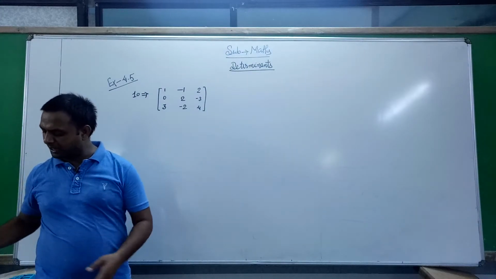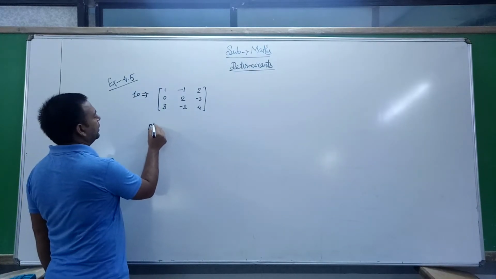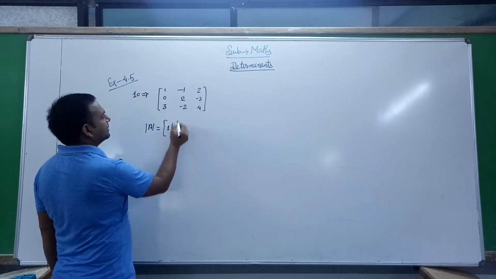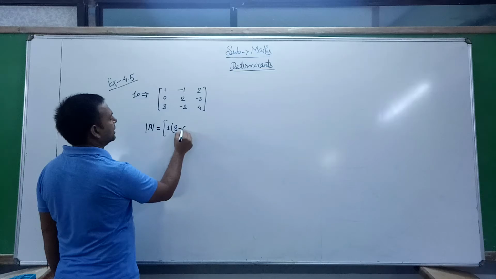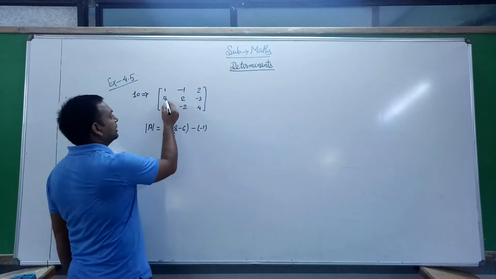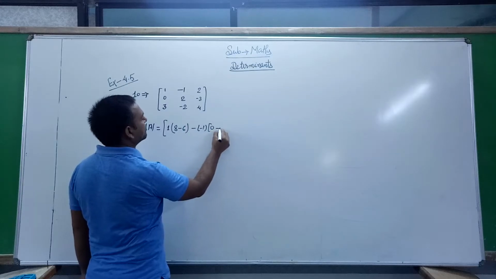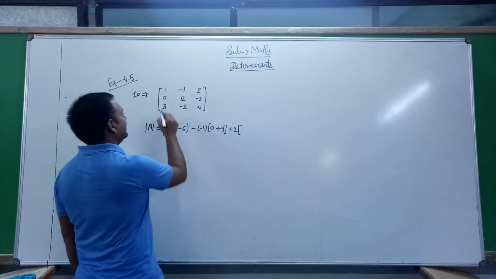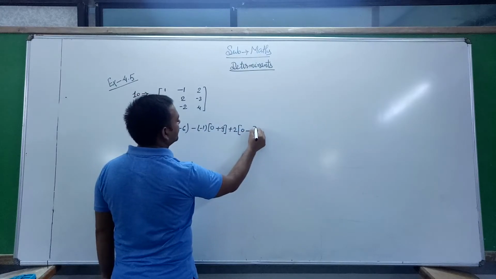For finding the inverse matrix, first you find mod A. Mod A is equal to, here this is the 1, and 2 4s are 8 and 2 3s are 6 with negative sign, so 8 minus 6. Then minus and minus 1, you take 0 4s are 0 and 3 3s are 9 with negative sign, so it is plus 9. And plus 2, then 0 into minus 2 is 0, and 3 2s are minus 6.